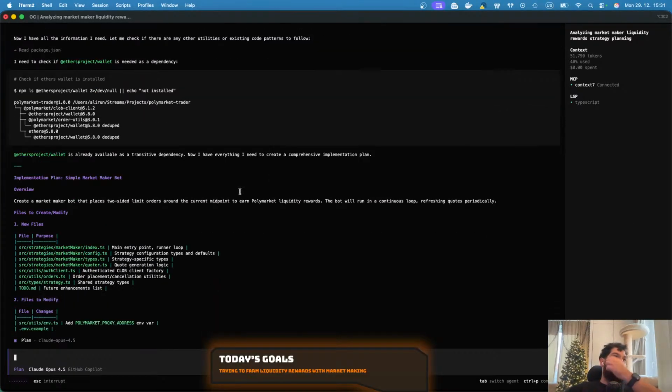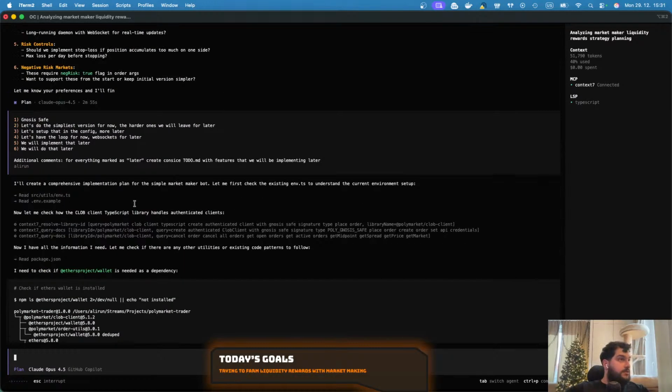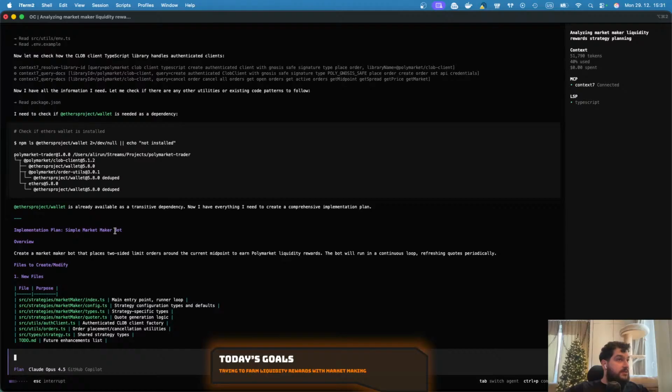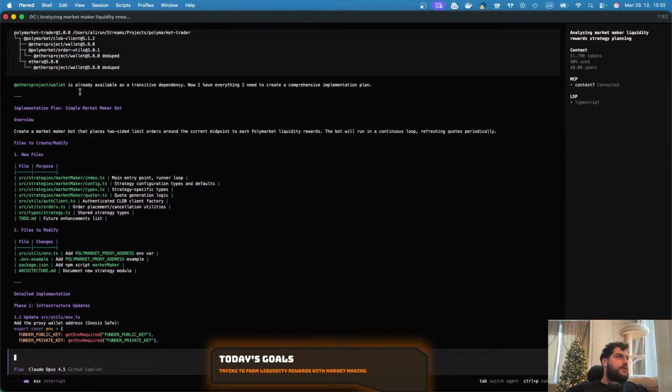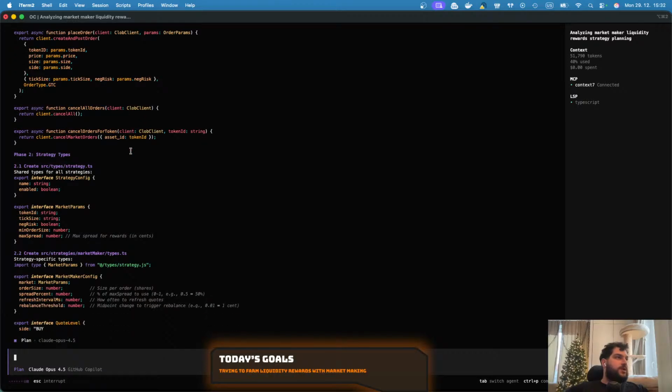So what it's doing here is some additional research, I guess. I see here it uses the Context7 MCP to get context on anything related to Polymarket and Gnosis Safe and whatever. Okay, the wallet is available. Implementation plan. Okay, so here we have the plan.